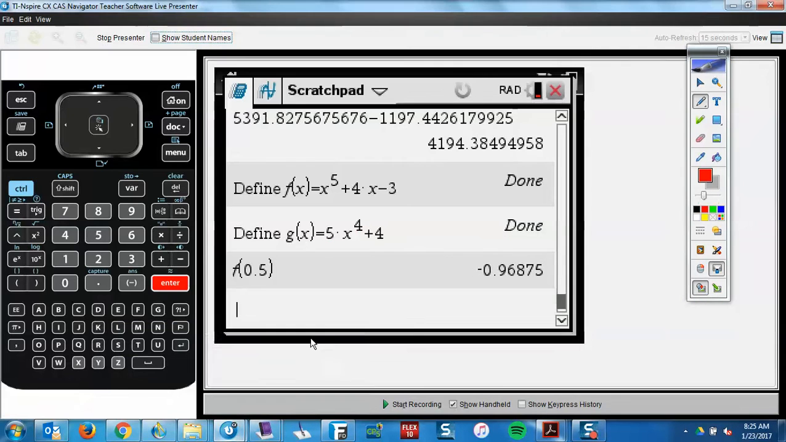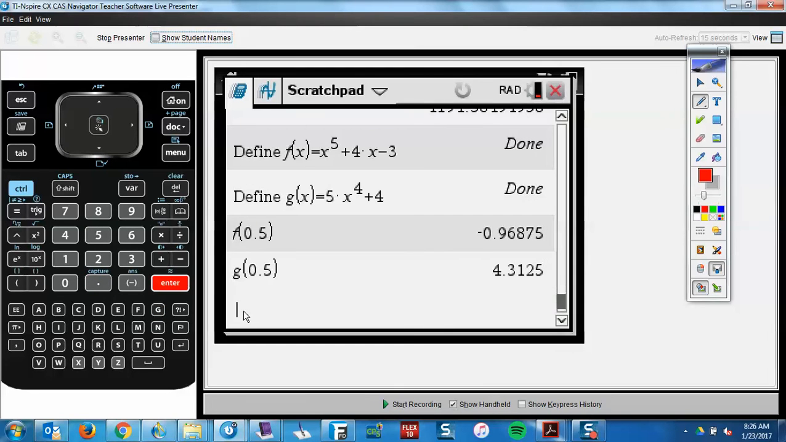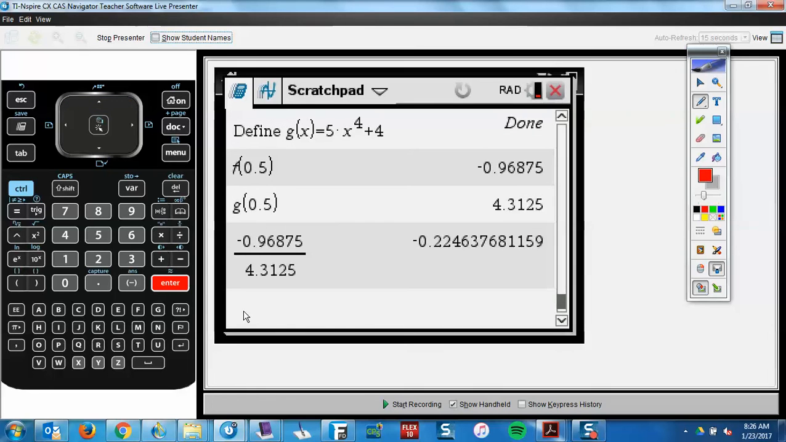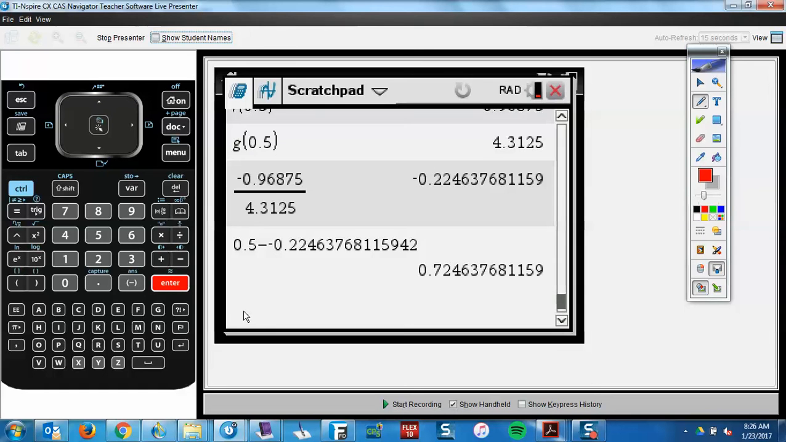Okay, and then we go do g of 0.5, and then we want to divide those, right? So we're going to go up and grab that one, divided by that one. And then we're going to take our original, which is 0.5, and subtract that up there, and that was that right there. So that was our original 0.5 minus that, so forth.